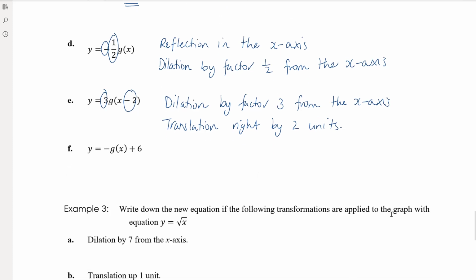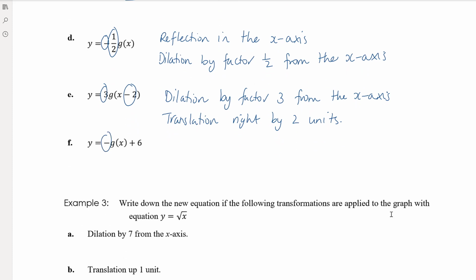Alright, and then part F, again, we've got two things happening here. We've got the negative out the front, and then we've got the plus 6 at the end. Okay, so the negative is reflection in the x-axis, and the plus 6 is translation up by 6 units. Now, the order is really important.